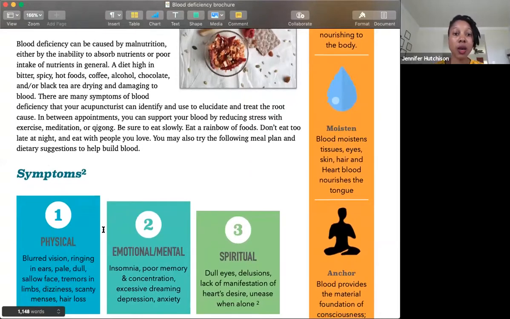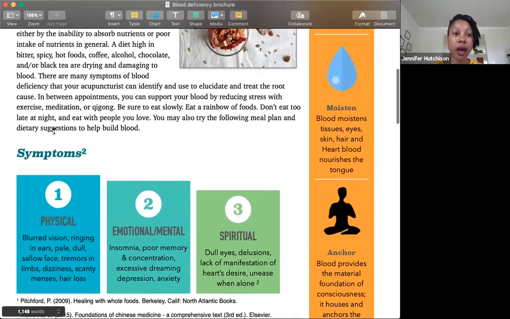It also can be caused by malnutrition, so poor absorption of nutrients. People who have leaky gut syndrome or IBS, Crohn's disease, celiac disease, those types of issues with the gut not absorbing nutrients, may also have some deficiency. When taking in food, the spleen and the stomach really work hard to process that food and turn it into blood. So if they can't do their job and the gut is not absorbing, then you'll have some issues.